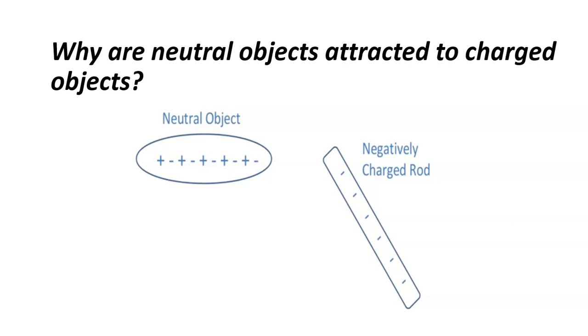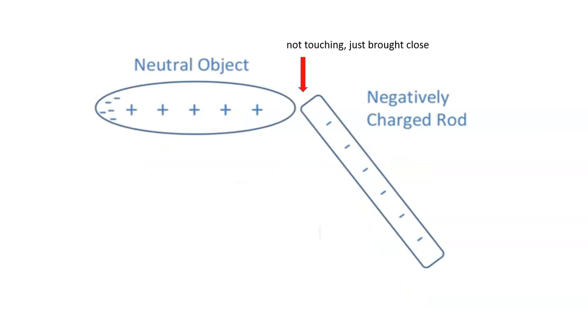So I've got two objects here. I've labeled them. I shouldn't have to though, because you can see the charges inside, right? So that will be enough to tell us that the neutral object is in fact neutral, because it's got the same number of positives as it does negatives. The negatively charged rod, you can see, has a whole bunch of negatives. Okay, so when I bring these two objects together, so they're not touching, look what happens.